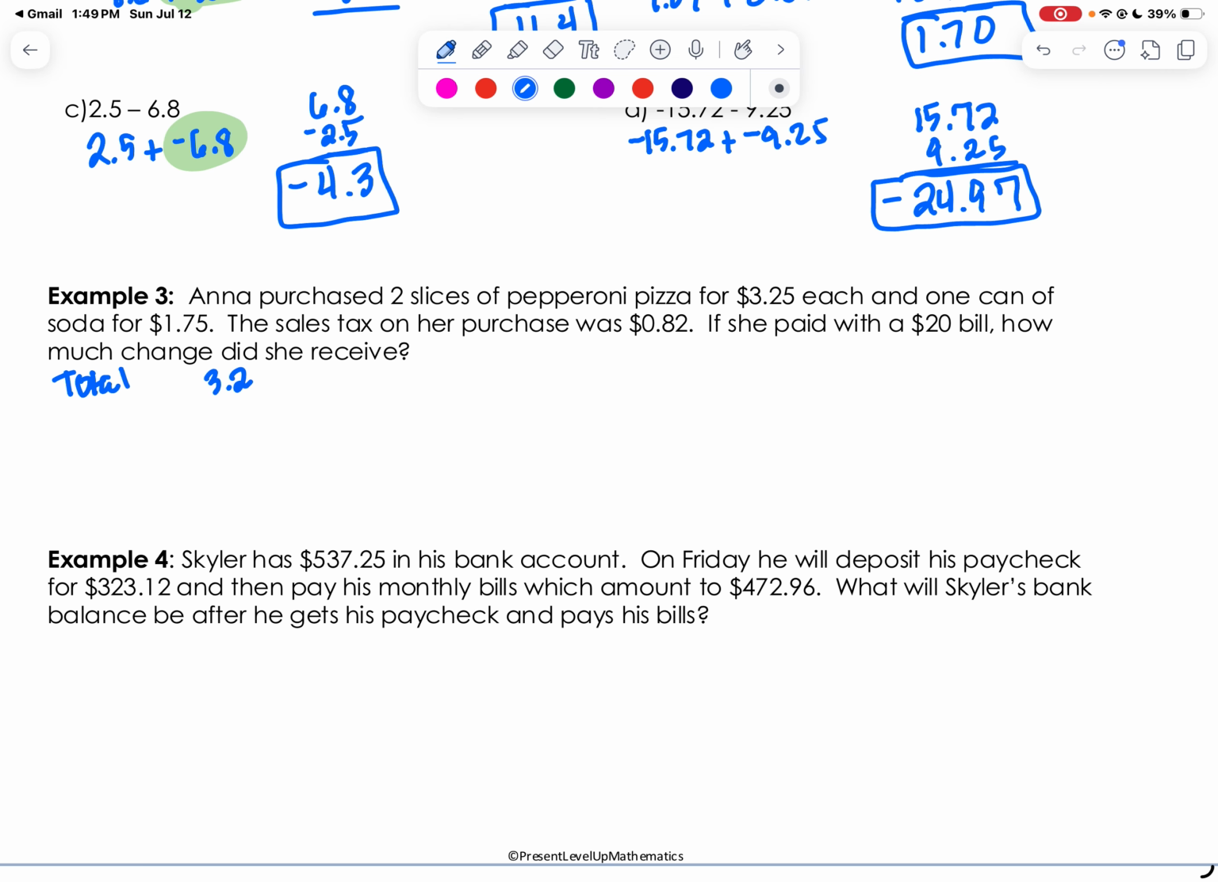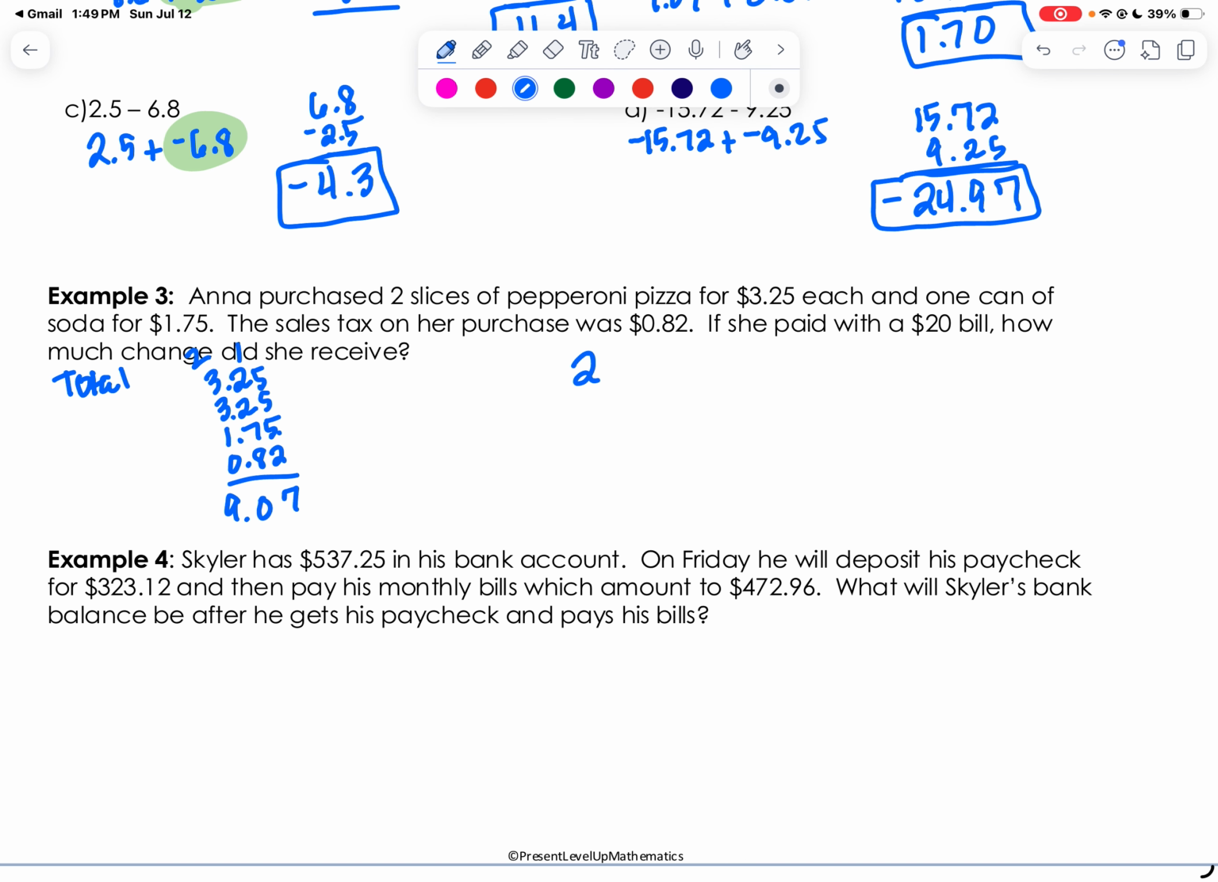Okay, she bought one slice of pizza for $3.25, another slice of pizza for $3.25, a soda for $1.75, and then they added 82 cents in tax. So let's see what the total of her purchase was. 5 plus 5 is 10, plus 5 is 15, 16, 17. Carry the 1. 2 plus 1 is 3, 4, 5. 5 and 7 is 12. 12 plus 8 is 20. Carry the 2. 3 plus 2 is 5, 6, 7, 8, 9. All right. So Anna spent a total of $9.07.